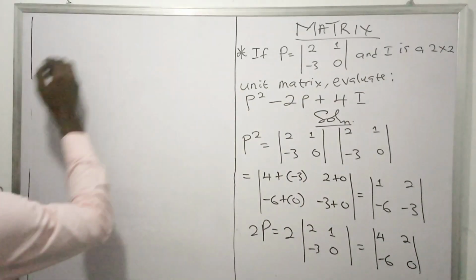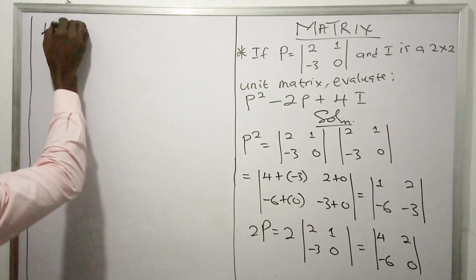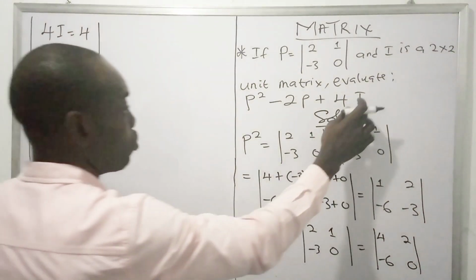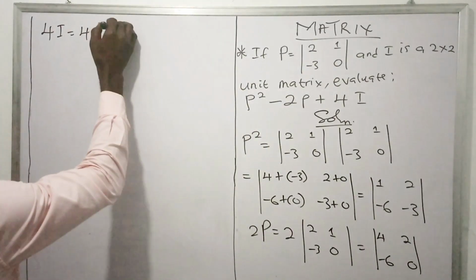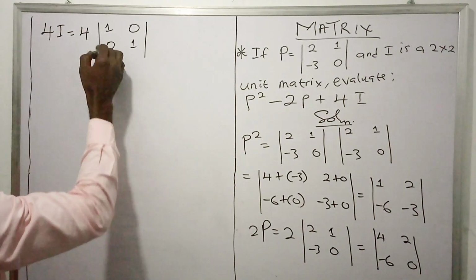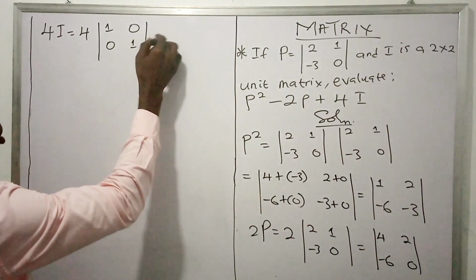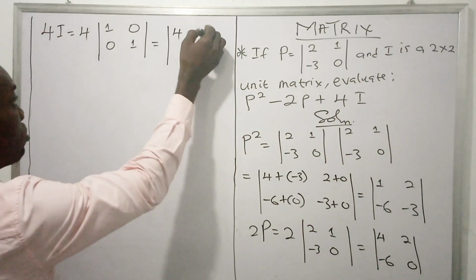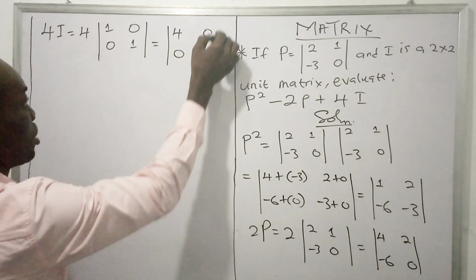Then we'll go to 4I. 4I simply means we should multiply 4 with the 2 by 2 unit matrix. The elements of a 2 by 2 unit matrix are 1, 0, 0, 1. So this produces 4 times 1, that's 4, 4 times 0 is 0, 4 times 0 is 0, and 4 times 1 is 4.